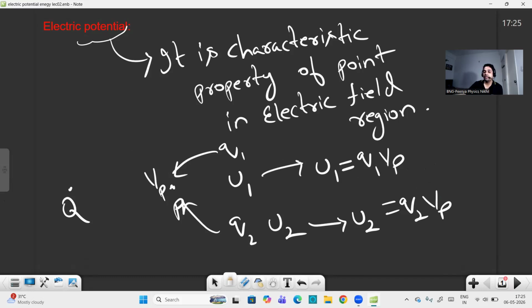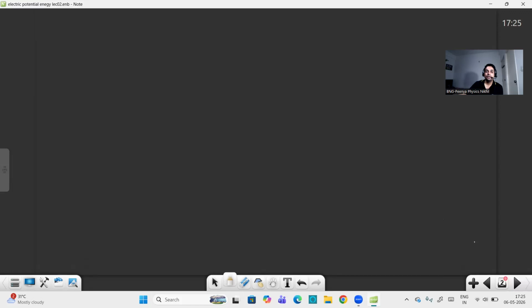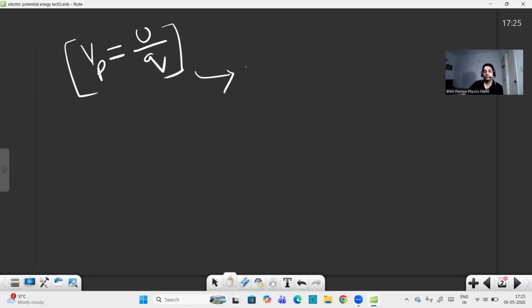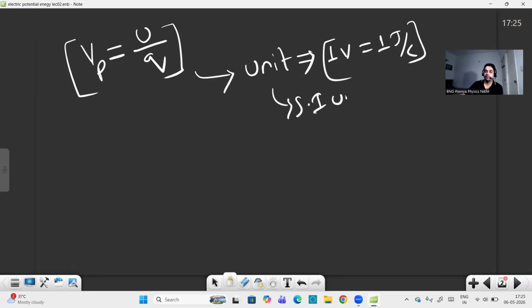So you can see here U1 and U2 are different, but Vp for both is the same. So we can define electric potential as the potential energy divided by charge, and its unit will be joule per coulomb. 1 volt equals 1 joule per coulomb. Its SI unit is volt.